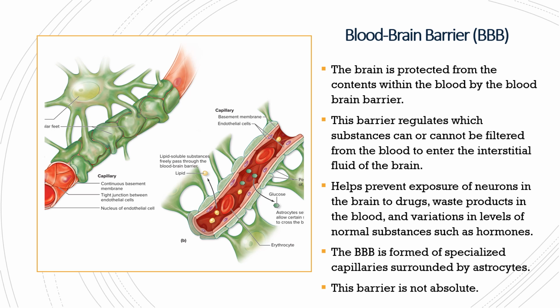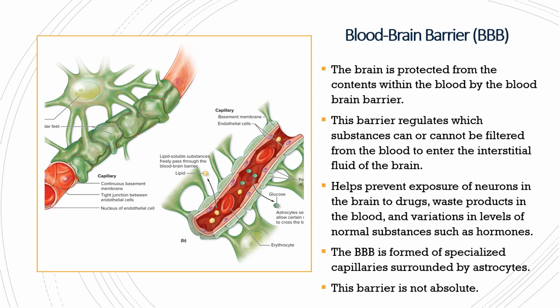Blood is delivered to the brain as part of general circulation. The brain is shielded from the contents of the blood by the blood-brain barrier. The blood-brain barrier strictly regulates which substances can enter the interstitial fluid of the brain. It helps in preventing exposure of neurons in the brain to drugs, waste products in the blood, and variations in levels of normal substances such as hormones. It also regulates the passage of substances to maintain a stable environment within the brain.